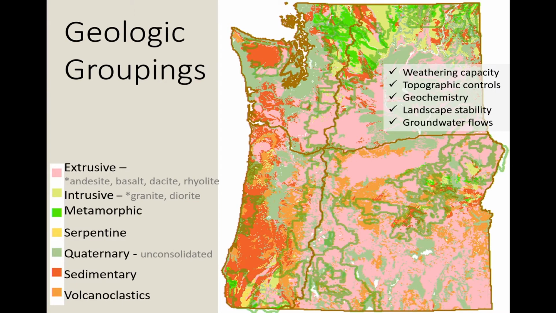And once you look at this geology, you start to understand things like the weathering capacity, the topographic controls, geochemistry that really alters some soil characteristics and water characteristics. You start to think about landscape stability and even how groundwater is moving in your system.